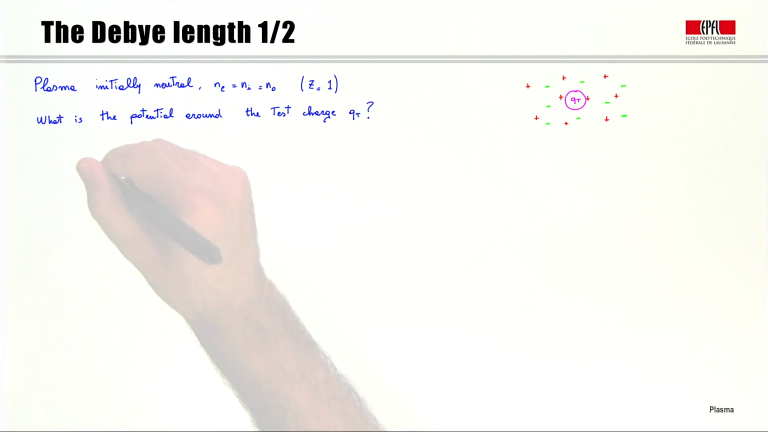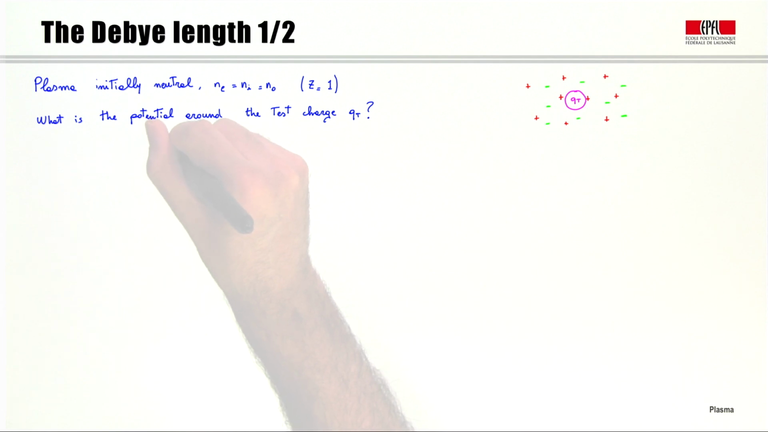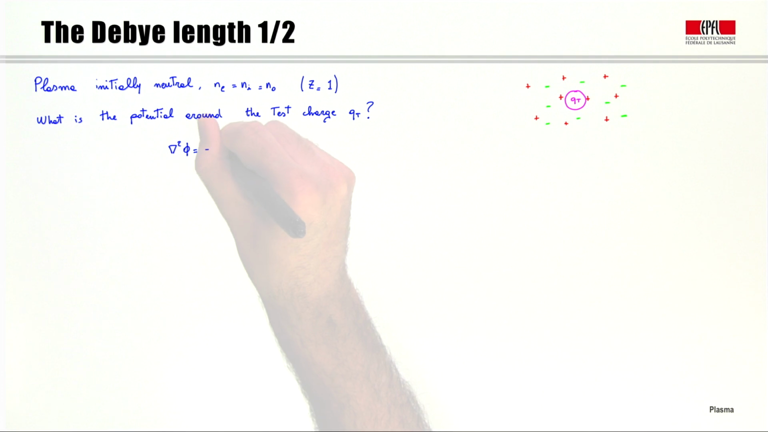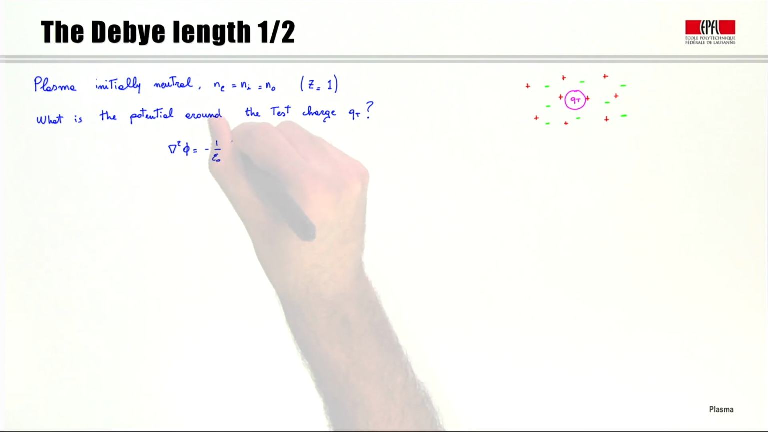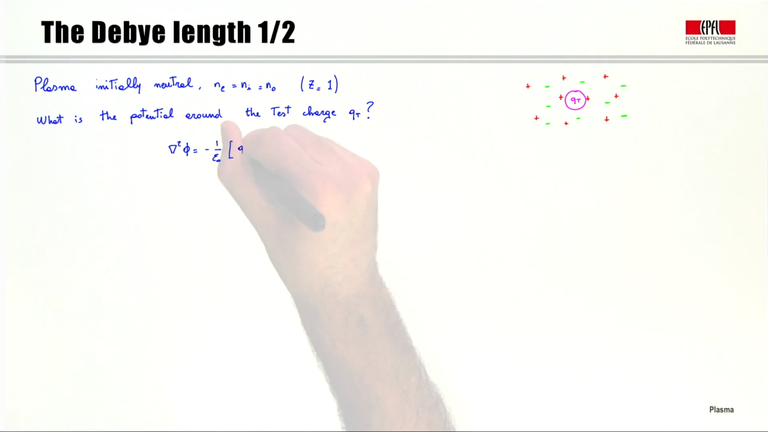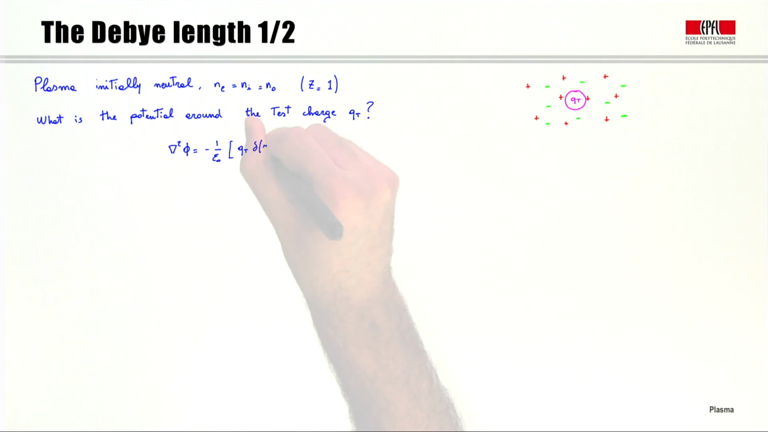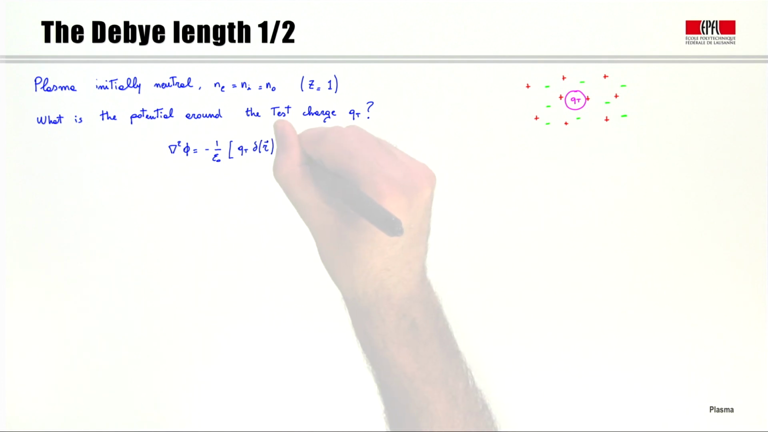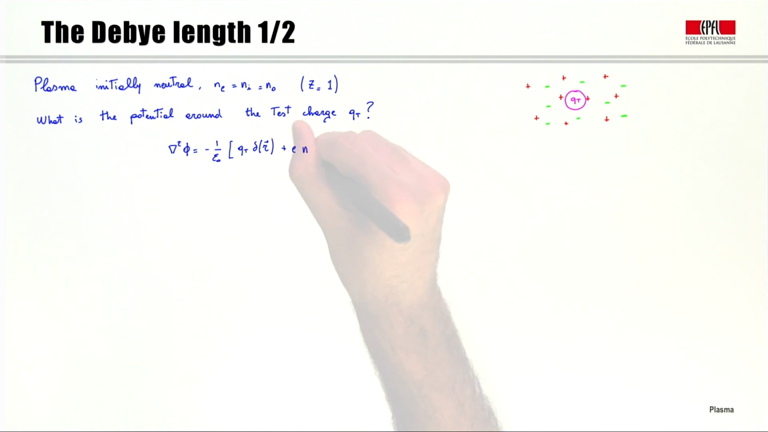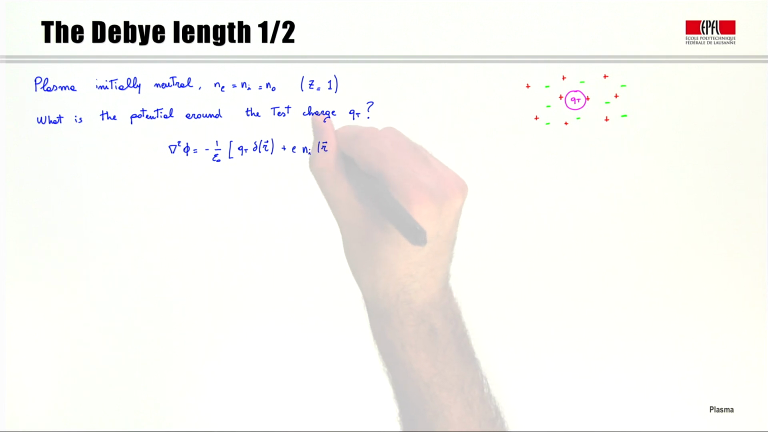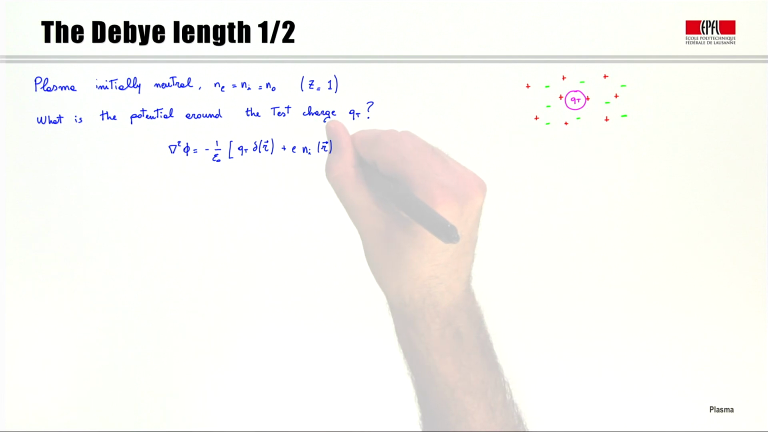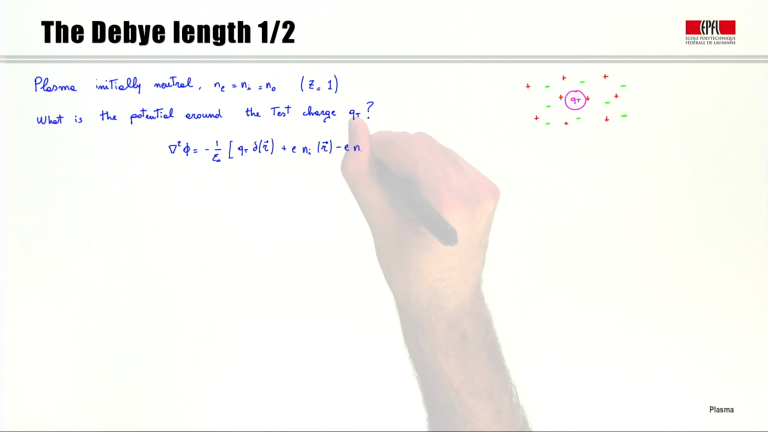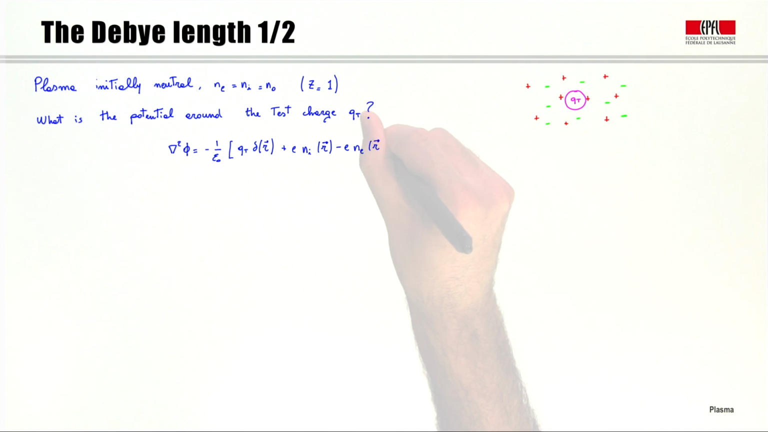Well, to answer this question, what we have to do is to solve a Poisson equation, where the Laplacian of phi is equal to the charge present in the system, that is given by the test charge, located at r equal to 0, plus the charges of the ions, that will depend on r, and the charges of the electrons.